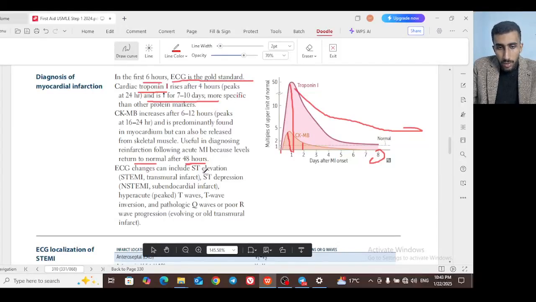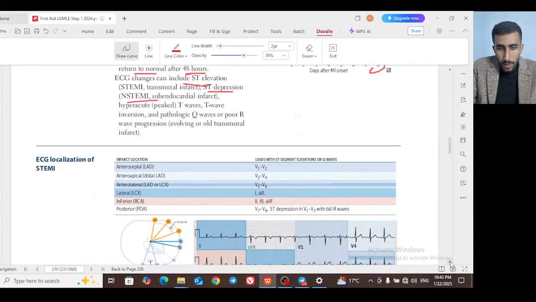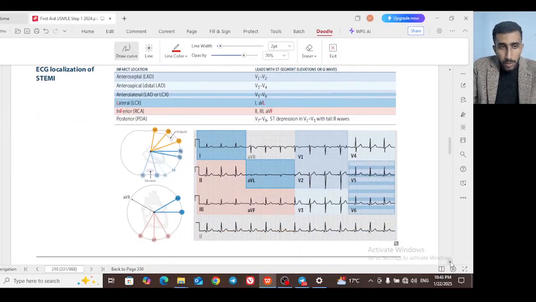The ECG changes include ST elevation, and then STEMI, transmural infarction, or ST depression, and then non-STEMI or subendocardial infarction, as we have explained. You may have a hyperacute T wave, T wave inversion, pathologic U wave, or different kinds of abnormalities. You have to correlate the ECG changes with the risk factors, the typical symptoms, and the cardiac enzymes, and take your decision. Another important topic is the ECG localization of the STEMI.